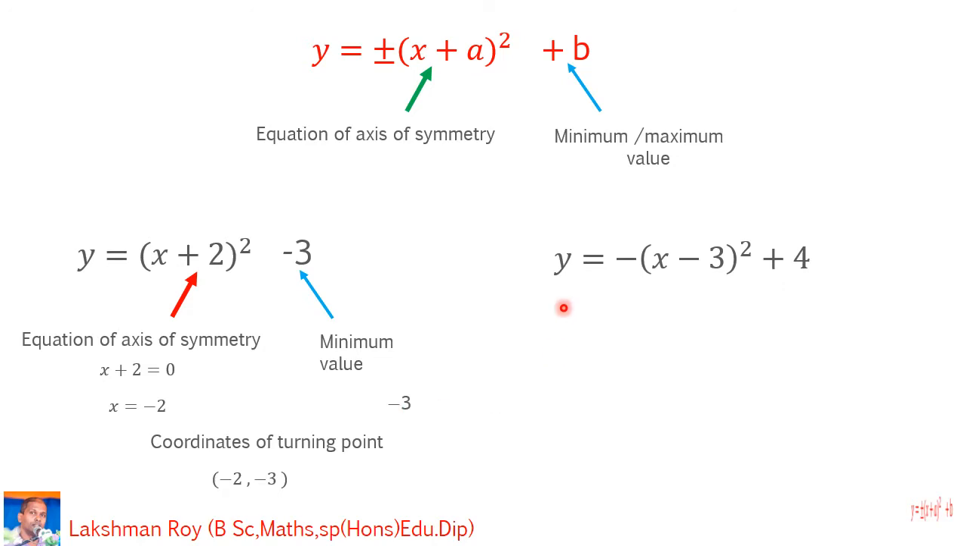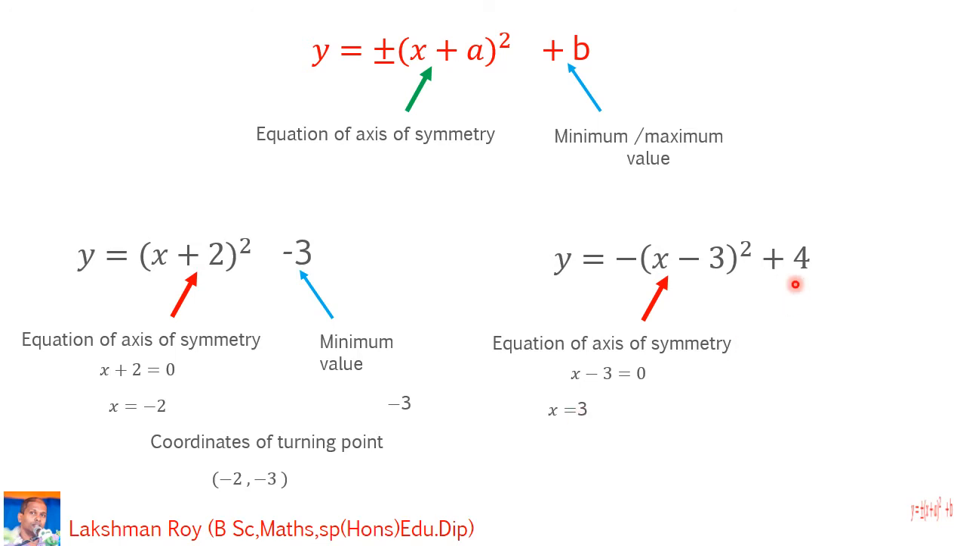See this example, y equals negative (x minus 3) squared plus 4. You can see in front of the bracket the sign is negative. That means the nature of the graph is a parabola of maxima, right? Now we want to find the equation of the axis of symmetry. Take that part, x minus 3 equals 0. You can remove the negative 3 by adding 3 to both sides, then you get x equals 3. So that is the equation of the axis of symmetry.